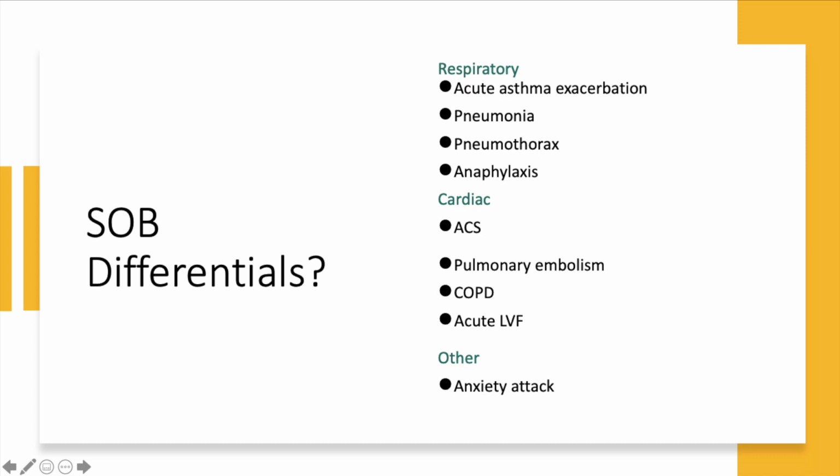Before we get on to the management of acute asthma, here are important differentials to exclude whenever a patient presents to the emergency department with shortness of breath. So I've broken it down into respiratory, cardiac and other causes. Important ones for respiratory are of course an asthma exacerbation, pneumonia, pneumothorax and anaphylaxis. For cardiac you'd want to exclude ACS, a PE, COPD and acute left ventricular failure. And finally, an anxiety attack can also mimic this presentation.